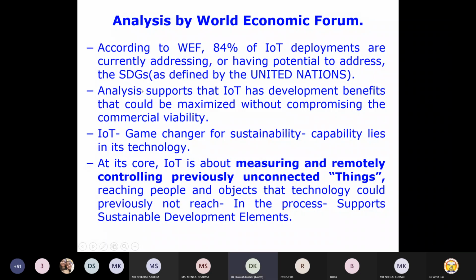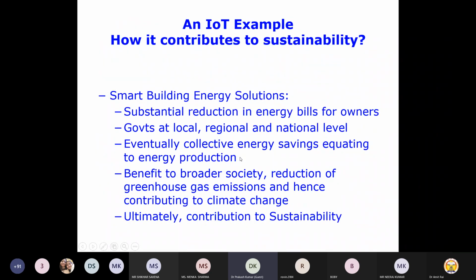Sorry. Now certain goals are defined. Now 84% will be the IoT deployment. That is what the World Economic Forum predicts. Okay, such and such things are there. Let us move ahead with some more data, a little bit faster.